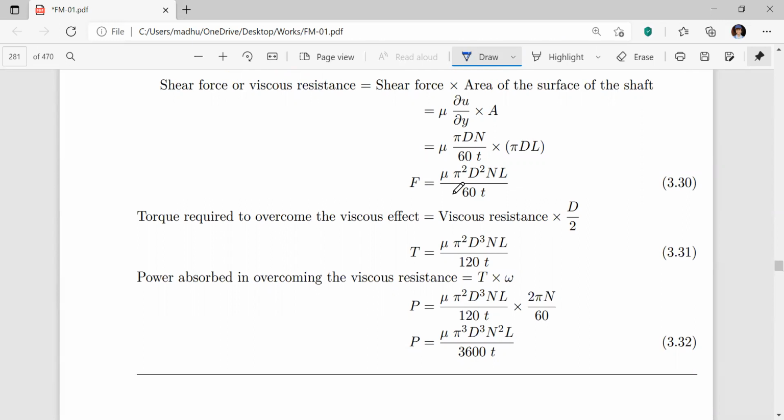Torque is nothing but force into radius, that is, viscous resistance multiplied by D by 2, and that is nothing but the above expression of force multiplied by D by 2. Therefore, D square will become D cube in the torque equation, and 60 will become 120 because the denominator is multiplied with a 2 and the numerator is multiplied with a D.